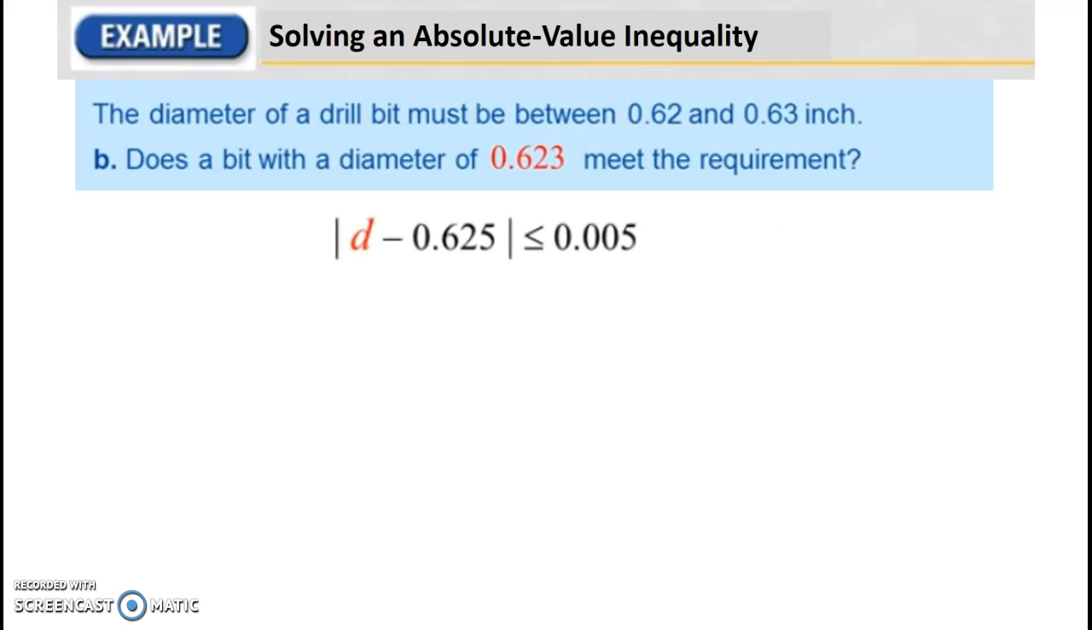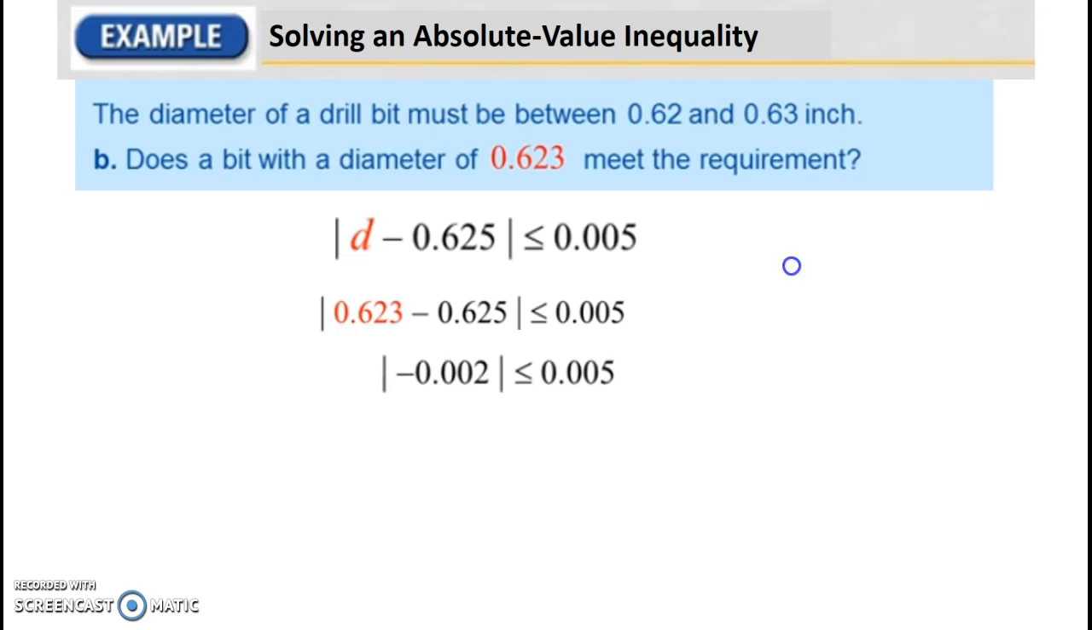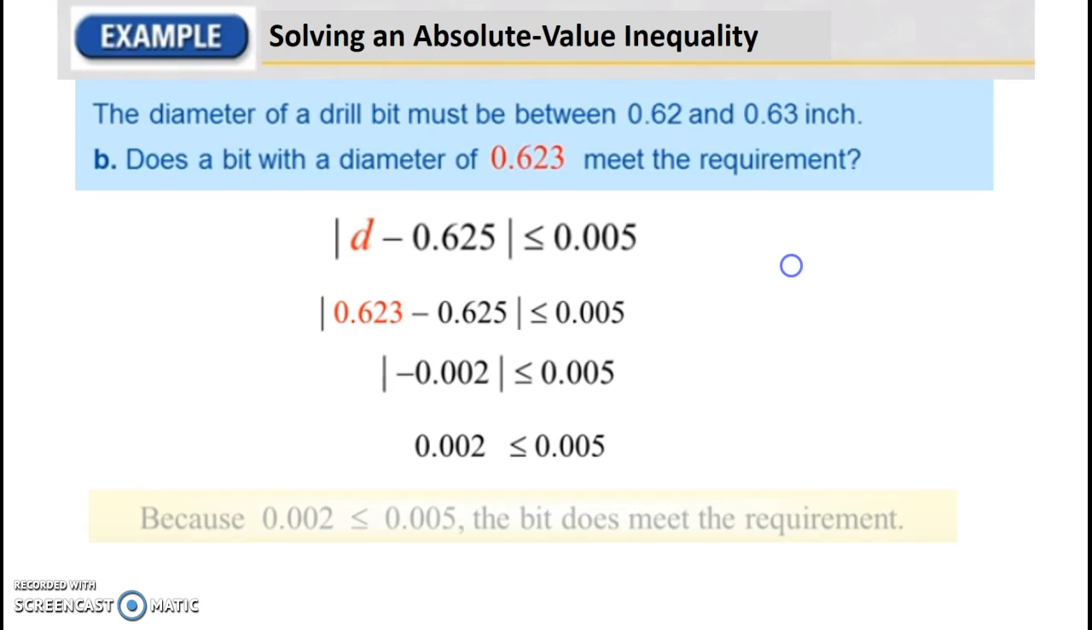So now we're going to plug it into our absolute value inequality, and the 0.623 is going to go in place of D. We're going to subtract 0.625 from that, and that's going to give us negative 0.002. We're going to take the absolute value of that, and that's going to give us 0.002. 0.002 is less than or equal to 0.005. That is true, so we can see that the bit does meet this requirement.